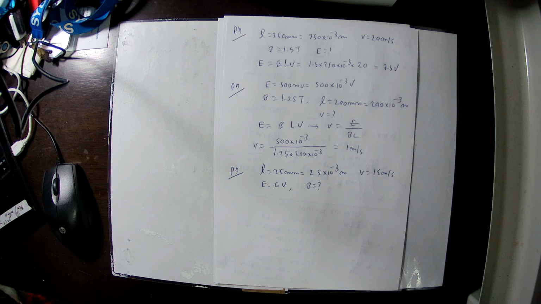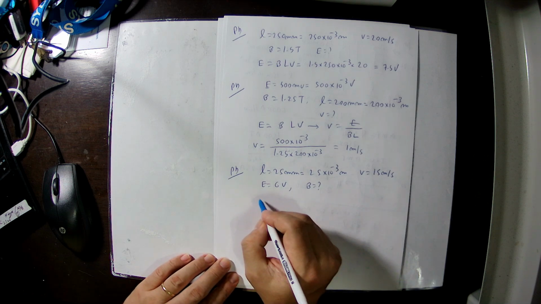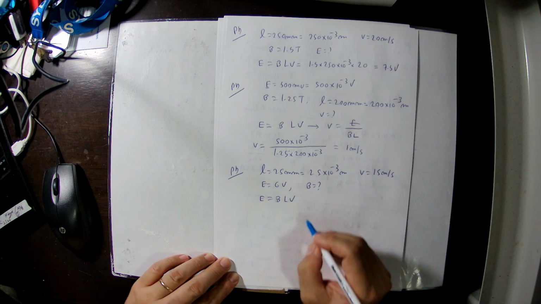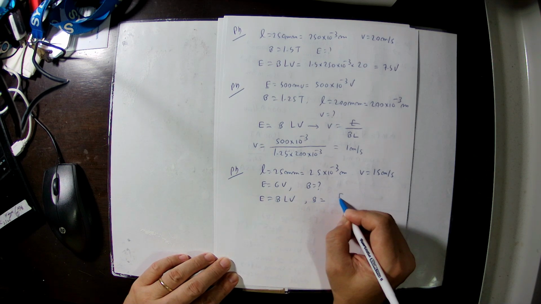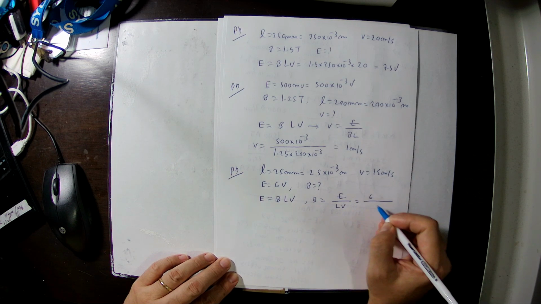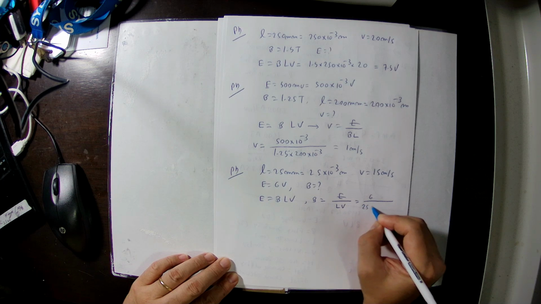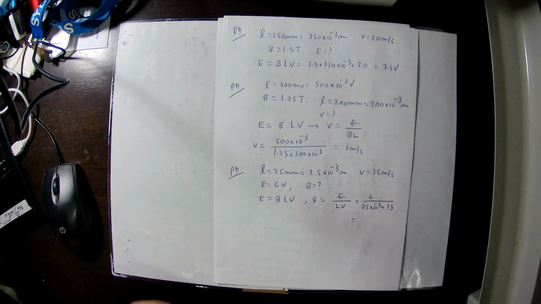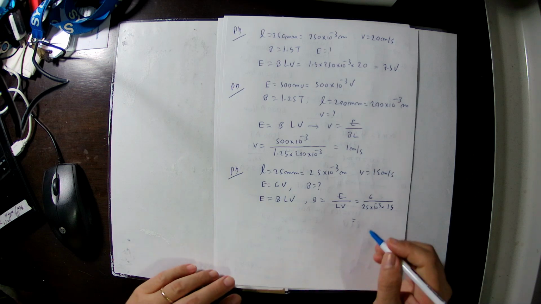We have to calculate. In this case, we write down the equation E equal to BLV. B can be calculated as E divided by LV. So E is 6 volt, length of conductor is 25 into 10 power minus 3, velocity is 15. Then we can calculate flux density B. That will be 16 Tesla.